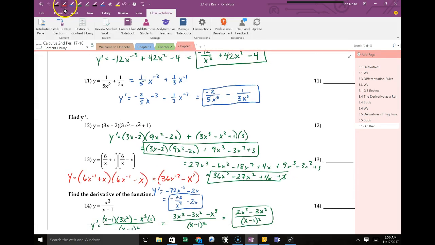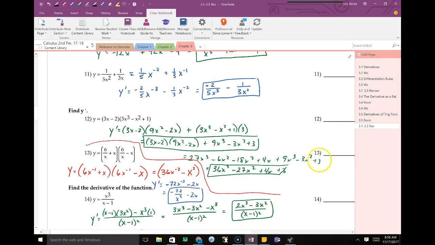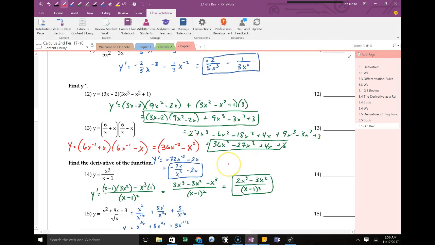Question 13. I'm going to circle 13 here so you can see my work progressing. For 13, I simplified the equation first and then I derived it. So I just rewrote 6 over x as 6x to the negative first. Same thing on that one. And then I actually noticed that these two were conjugates. So I FOILed them right away and said, that would be way easier to just quickly FOIL that and then derive it from there.